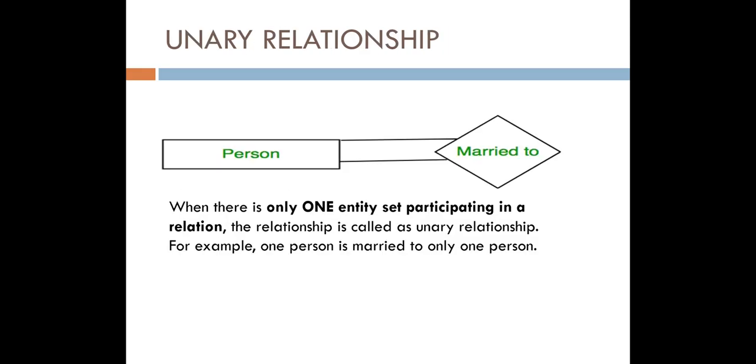First we will discuss the unary relationship. When one entity is associated in the relation, then it is known as the unary relationship. Here is one example. A person can marry to one person. It is one example of unary relationship.